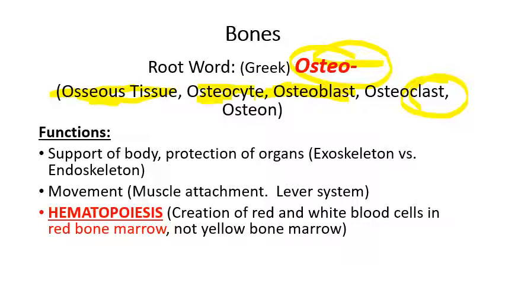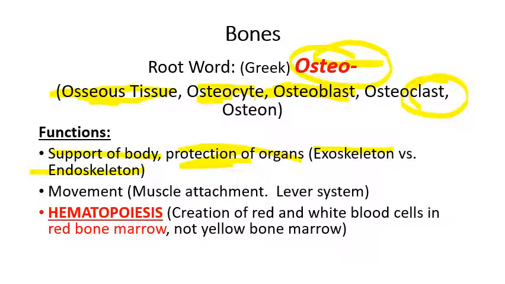Okay, now what is the function of bone? Obviously, it supports the body. It protects some of the organs. Now, here's an interesting thing for you. What is the difference between an exoskeleton and an endoskeleton? Just as a little historical aside, you know that some organisms on Earth have their skeleton on the outside, arthropods, for instance.